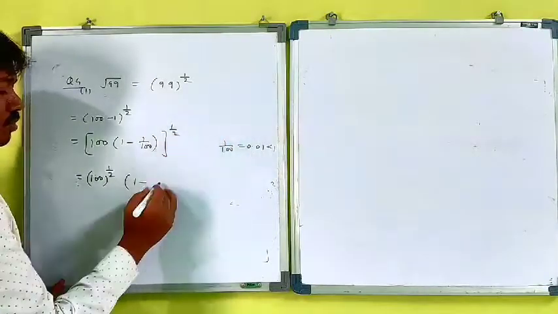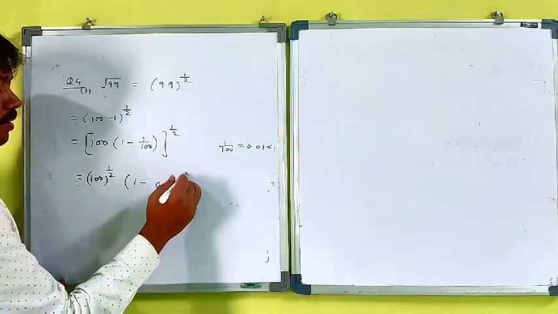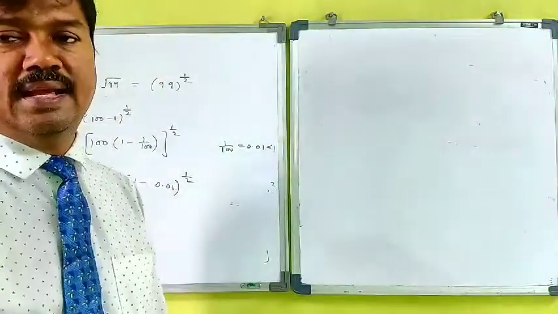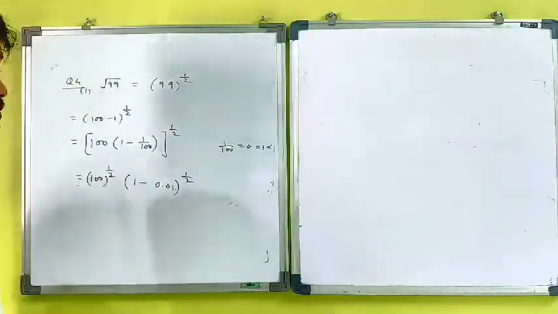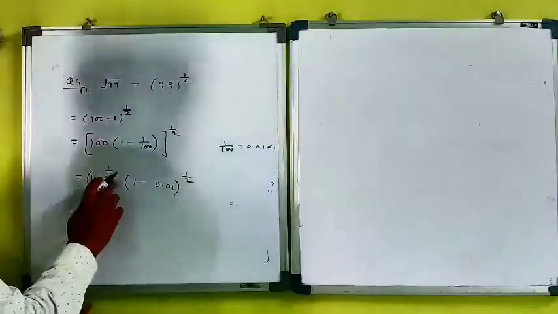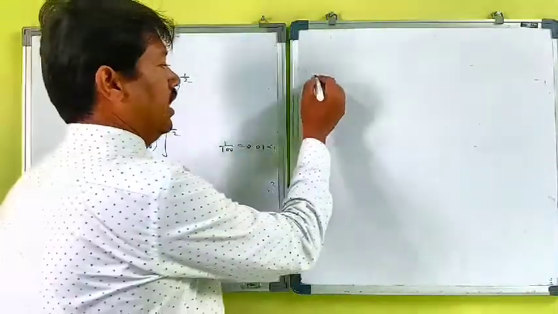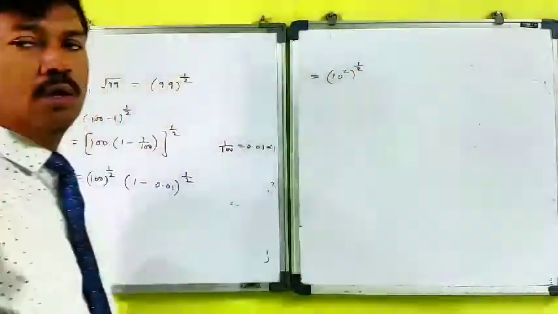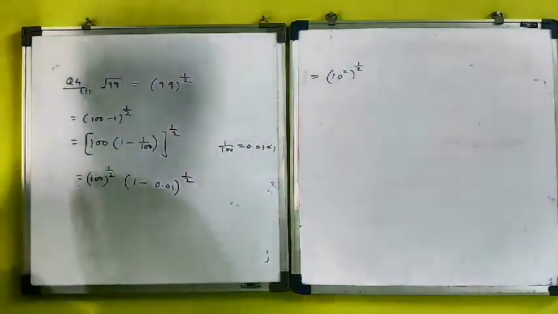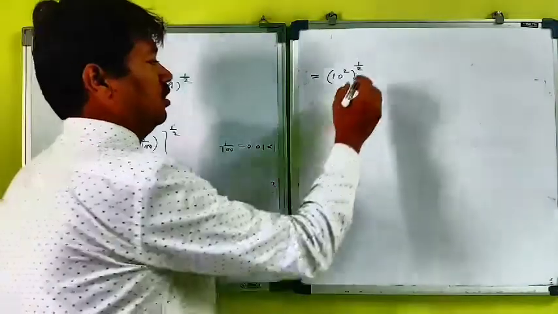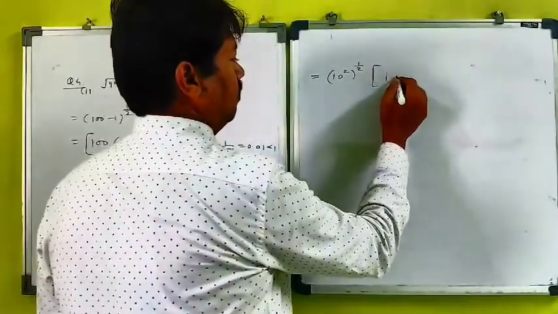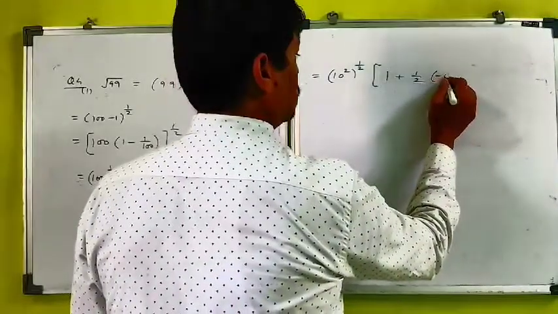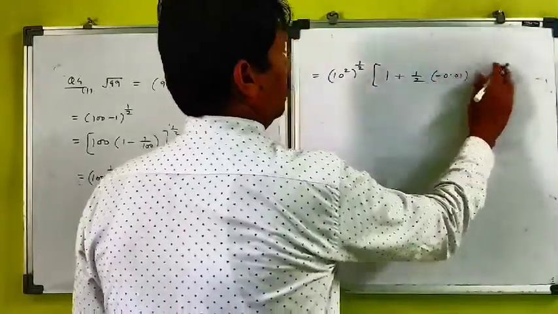Or you can say 1 minus 0.01 raised to 1 by 2. Now we are writing only up to 4 places of decimal. So maybe 1 or 2 terms will be enough, because this 100 raised to 1 by 2 is nothing but 10 square raised to 1 upon 2. 100 raised to 1 upon 2 is 10, and this expression is 1 plus 1 upon 2 into minus 0.01.